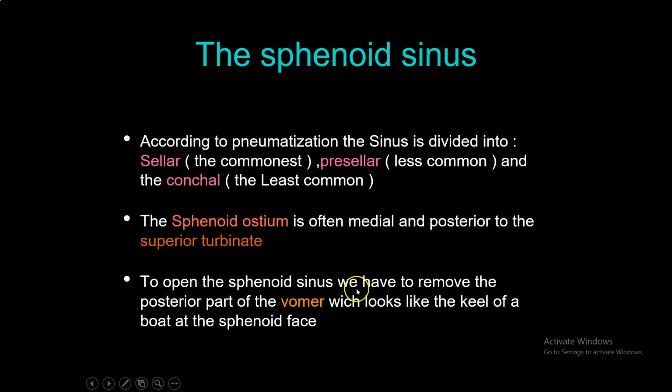To open the sphenoid sinus, we have to remove the posterior part of the vomer, which looks like the keel of a boat, at the face of the sphenoid. In front, at the middle of the sphenoid sinus anteriorly, there is a bone called the vomer, which forms the posterior part of the nasal septum, and it has a keel like the keel of a boat. When you remove this keel, you open the sphenoid face.